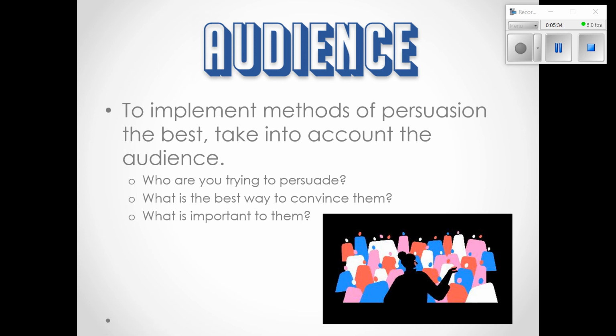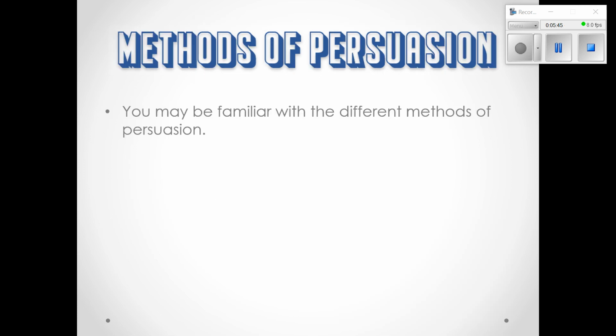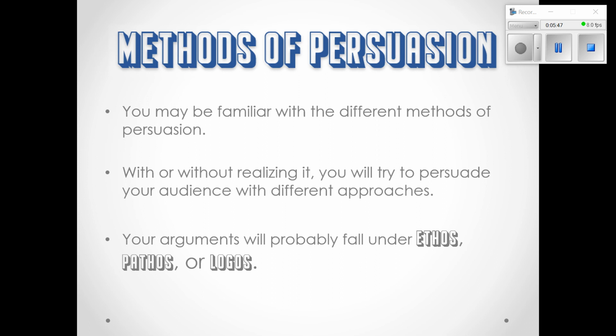You are trying to convince a certain group of people to buy something or to do something, so you're going to have to figure out how to best reach them and get them to do that thing or to buy that thing. So the methods of persuasion, you use these all the time without even noticing it. Okay, so you may have heard of them before, but you also may have not, and that's okay as well.